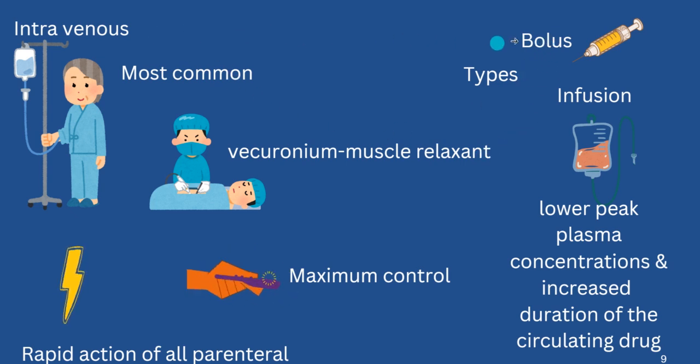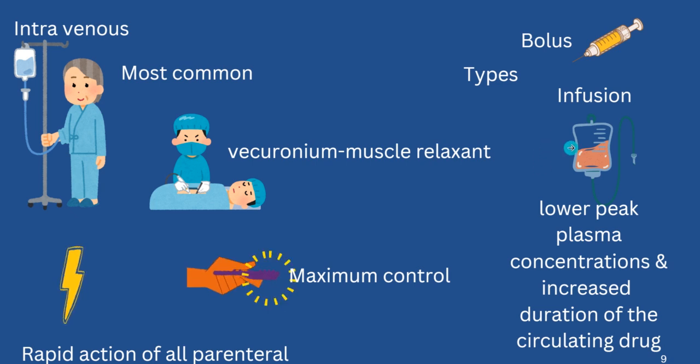So speaking of the intravenous route, we have two ways in which we can administer the drugs. One is bolus, another one is infusion. Bolus is nothing but taking the full dose and giving it at one time. Whereas infusion is where we can titrate the dose which has to be given in a particular unit of time.